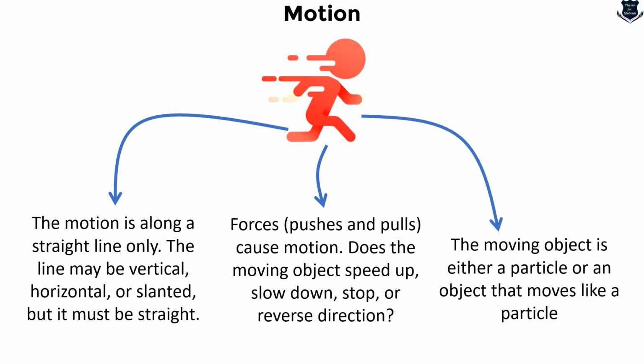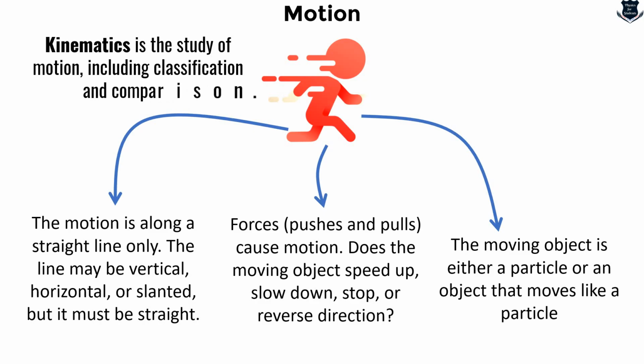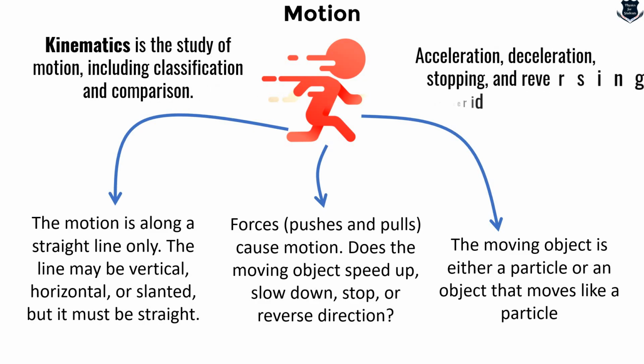And the moving object is either a particle or an object that moves like a particle, such that every portion moves in the same direction and at the same rate. So this brings us to two important conclusions. The first one is that kinematics is the study of motion, including classification and comparison, and acceleration, deceleration, stopping and reversing direction are some of the key aspects which we are obviously going to study.